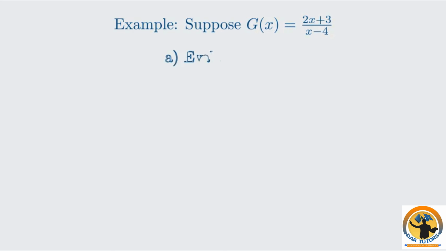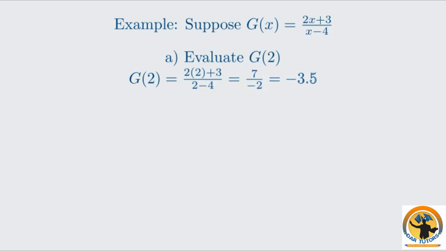Let's work through a few more examples to solidify our understanding of function notation. Consider the function g of x equals the quantity 2x plus 3 divided by the quantity x minus 4. First, let's evaluate g of 2. We substitute 2 for x, which gives us 7 over negative 2, or negative 3.5.